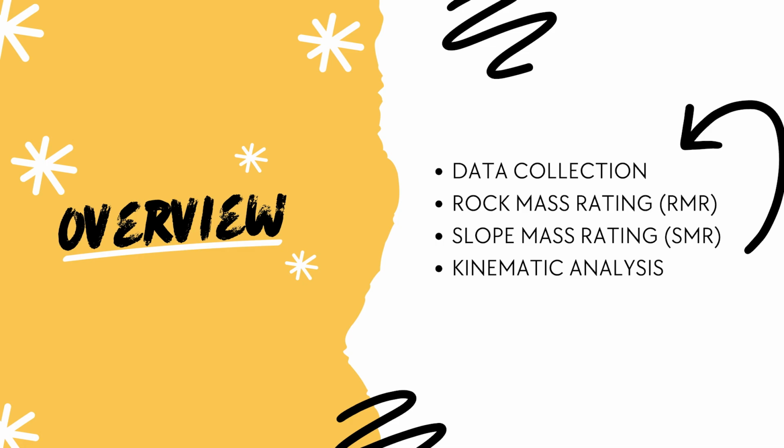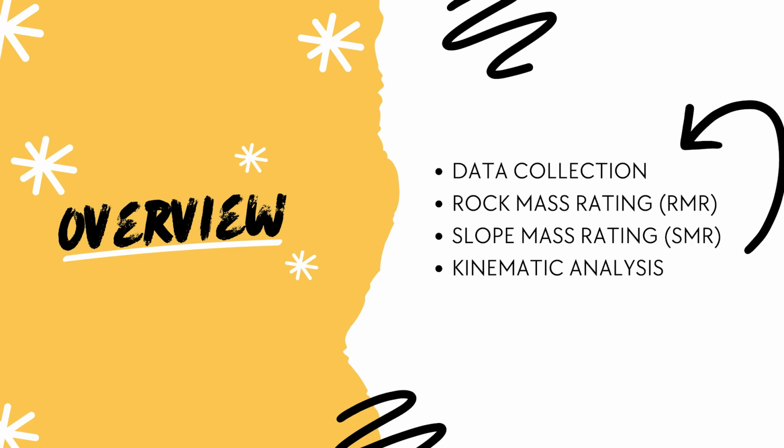In our study, data collection focuses on three main methods for assessing rock mass quality and slope stability. First, the Rock Mass Rating, or RMR, is a comprehensive system that evaluates the rock mass based on several engineering parameters. Second, the Slope Mass Rating, or SMR, is derived from the RMR, but specifically adapted to evaluate the stability of slopes by considering the orientation of rock discontinuities relative to the slope face.